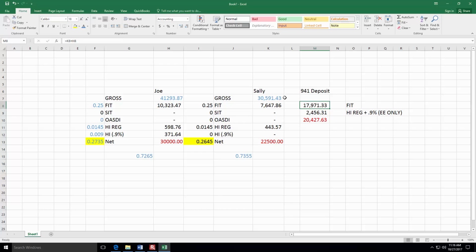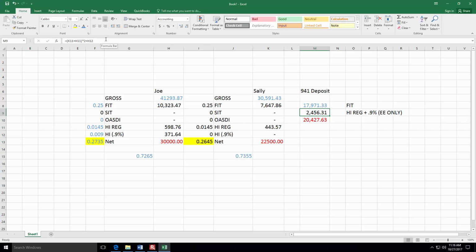10 points. The 10th point is, did you add up FIT? The 11th point and 12th point is in this formula. So the 11th point is, did you double the regular HI? And the 12th point is, did you pick up that it was an employee only on the 0.9? Clear as mud? Want me to go over that again? I can sure do it one more time.